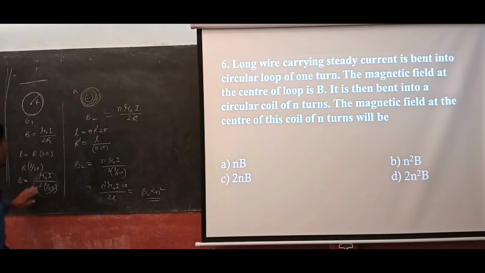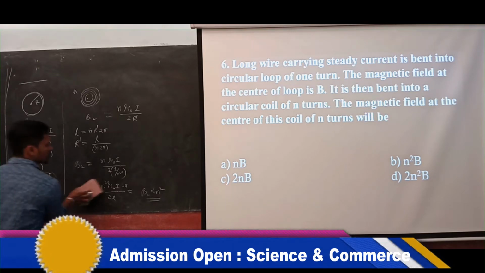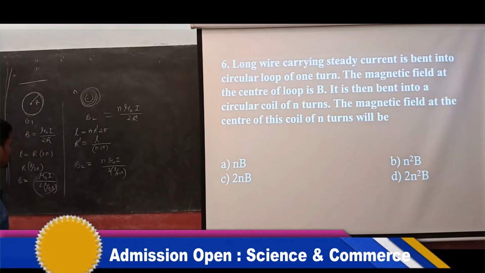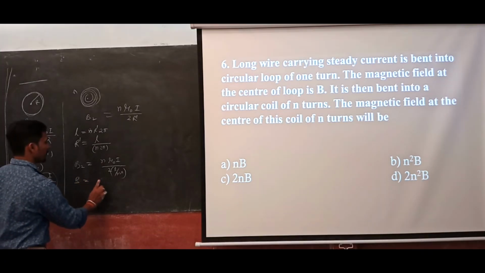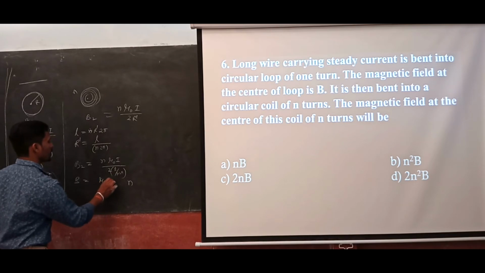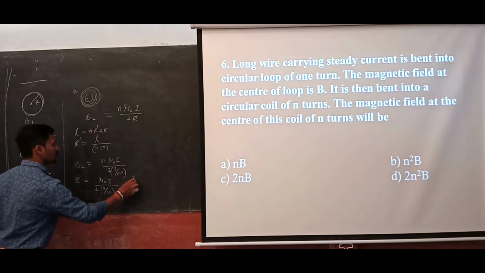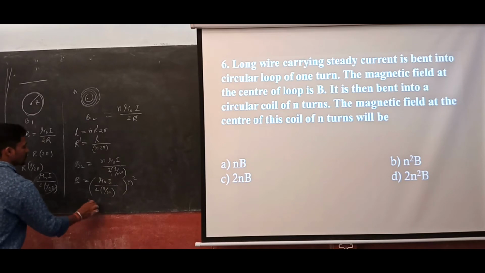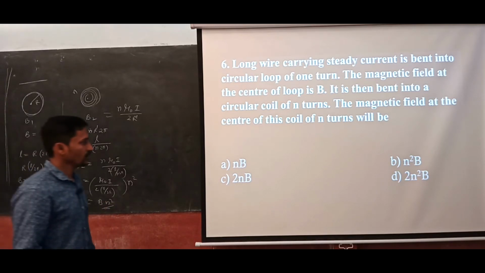B was this much, you can write it here, L by 2 pi, that I can substitute. See, B which is equal to n, I am going to write separately here, mu naught I divided by 2 times L by 2 pi is nothing but B, and the remaining n goes to the numerator. So I can write B dash or B2 which is equal to B into n square. So what will be the option?